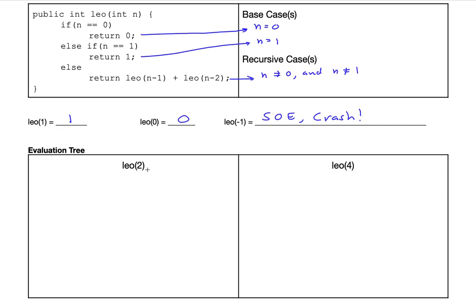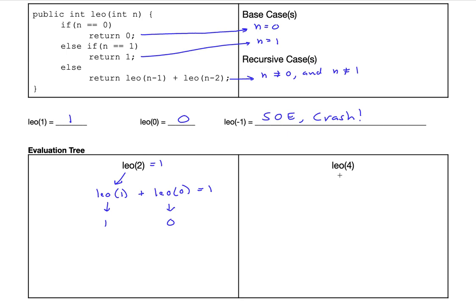So let's look at what happens if we try to do Leo of 2. What the algorithm says is that we should do the Leo function again with the input being 1 less, plus the Leo function again with the input being 2 less. So fortunately we know what Leo of 1 is. We already said that that's 1, and we know that Leo of 0 is 0. So we're going to do 1 plus 0, which is the value 1. So that's what Leo of 2 equals, just the number 1.